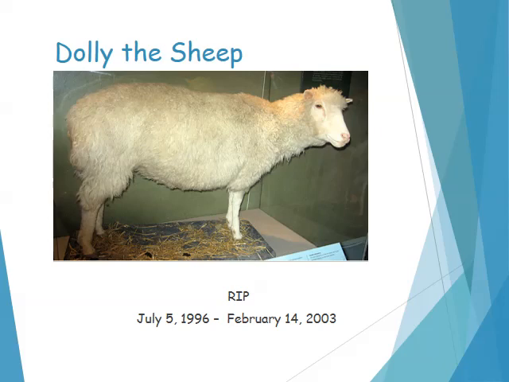Dolly the sheep died when she was 6 years old. At this time, she was found to have progressive lung disease and arthritis in her back limbs. These types of ailments usually only affect older sheep. The reasoning for this is that genetically, when she was born, she was already 6 years old. Her DNA was 6 years old, and it's theorized that this might have led to her early death.